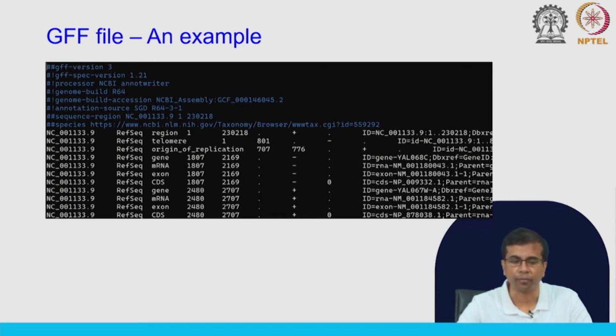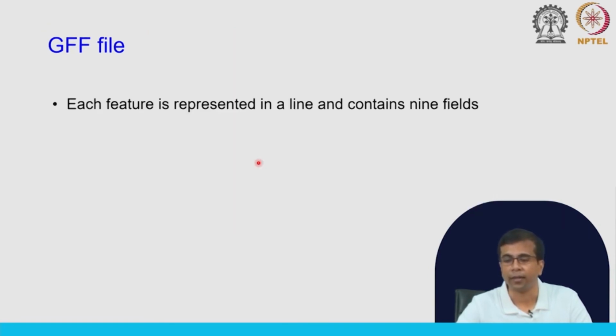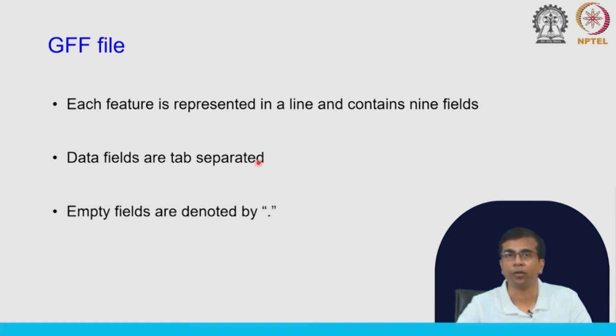So, these NC numbers are the IDs of the chromosomes, then you have the source, then you have some other information. We will discuss what these fields are in a moment. Each line is a feature in the genome and is represented by 9 fields. These 9 fields are tab separated and the empty fields are denoted by a dot, as we have seen for other files as well.